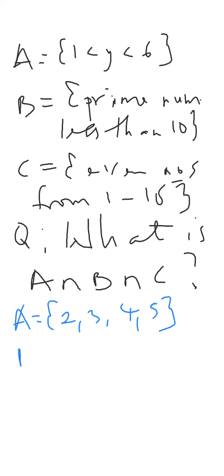Then for B, prime numbers less than 10. What are prime numbers? Prime numbers are numbers that have only 2 factors. 2, 3, 5, 7, and that's all.